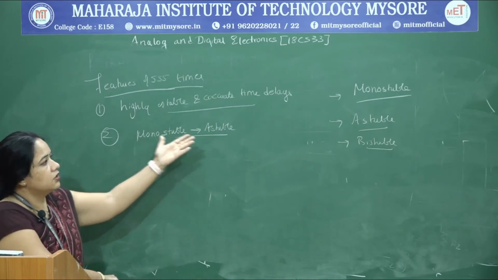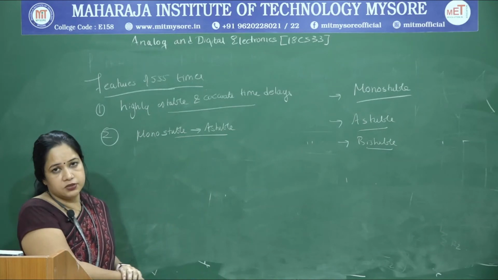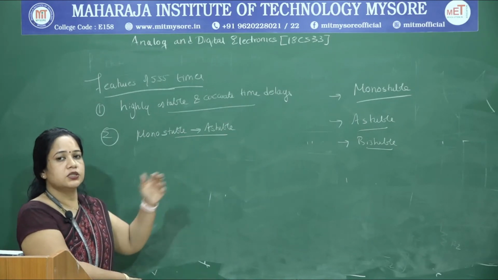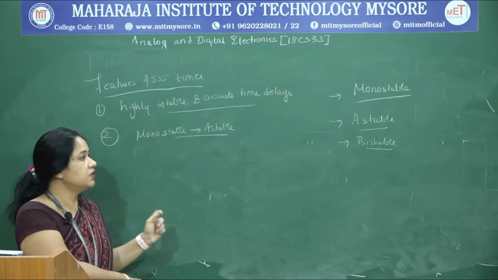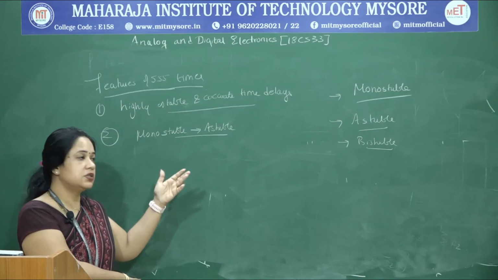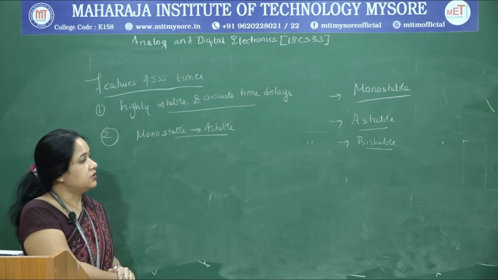As the name indicates, if it has a single stable state, we call such a multivibrator monostable. It always continues to be in its single stable state unless it is triggered. When it is triggered, it goes to a quasi-stable state, the opposite state, and immediately gets back to the stable state.